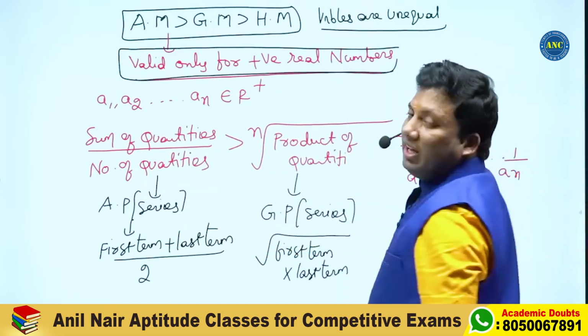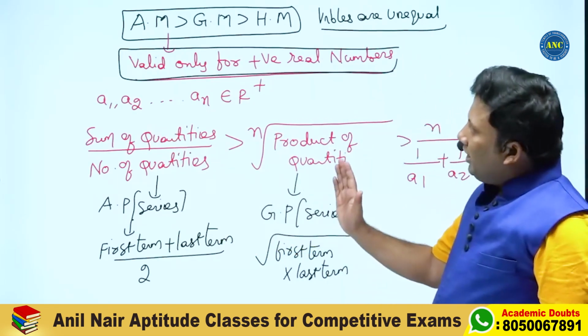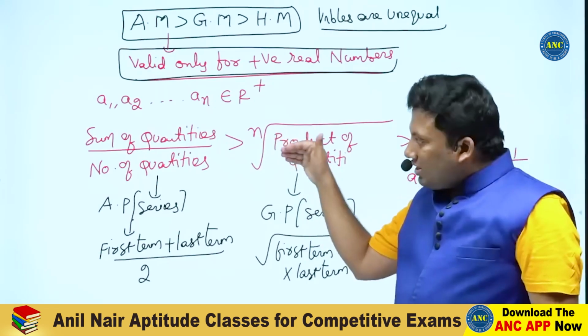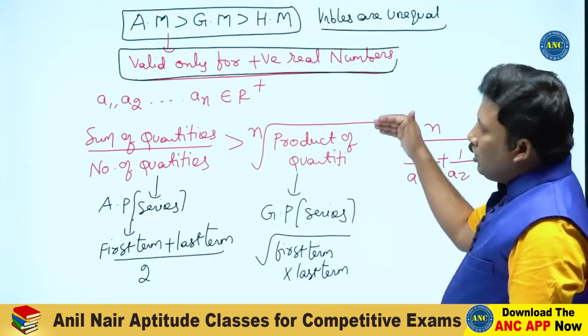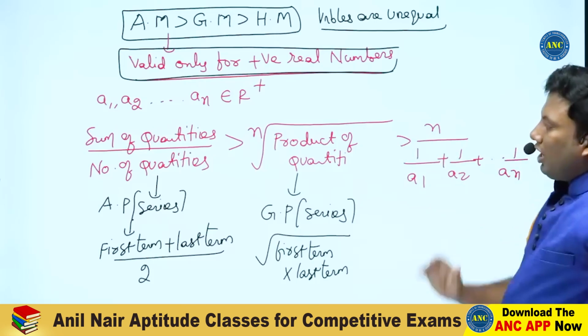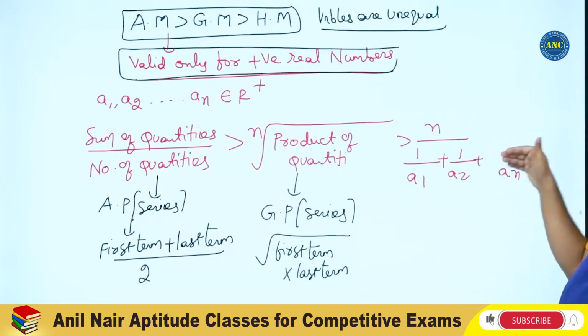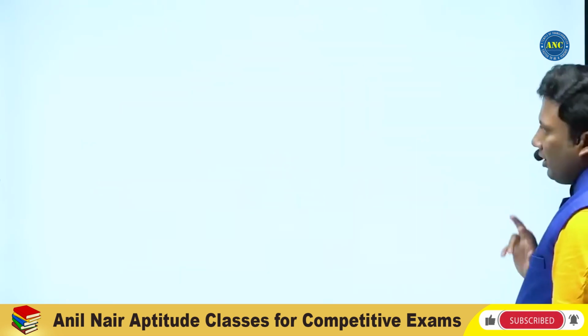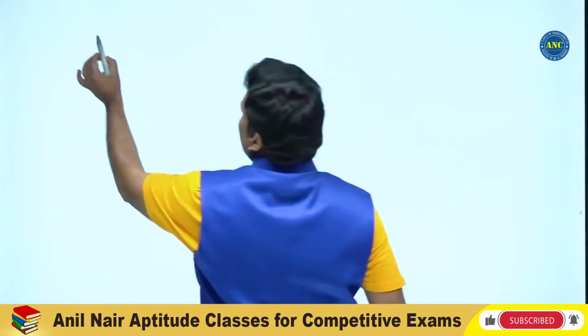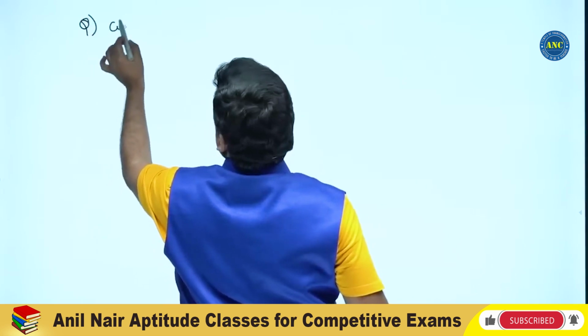AM greater than GM greater than HM. Arithmetic mean is sum of the quantities divided by number of the quantities. Geometric mean is nth root of product of the quantities. Harmonic mean is n by 1 by A1 plus 1 by A2 and so on up to 1 by AN.